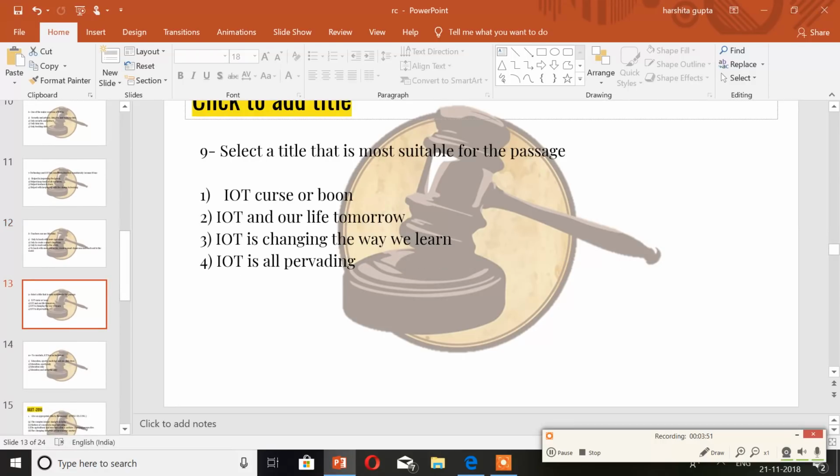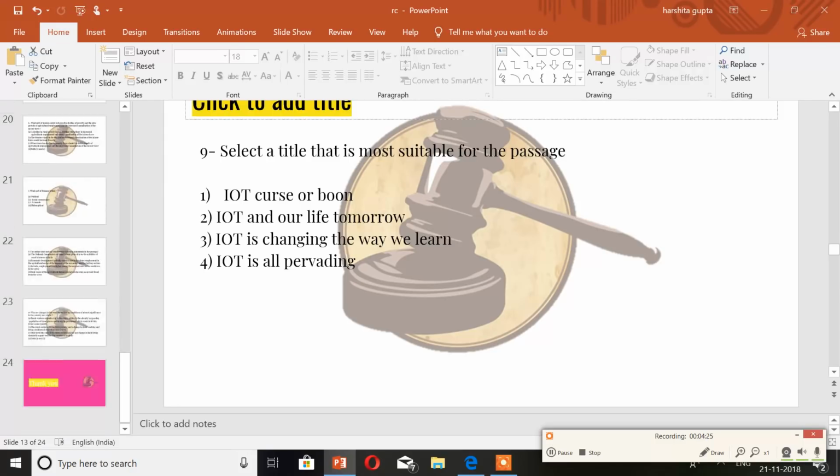Now this question. So this question is very easy, but you need to eliminate. So the very first thing is curse or boon. You look at the passage, it doesn't really talk about curse. So this can't be. Now move on to third, changing the way we learn. This is true, but this line does not speak for the whole of passage. It just speaks for one para. Okay, and all pervading is too generalistic. Like the essence is met with the second option only, IoT and a life tomorrow.